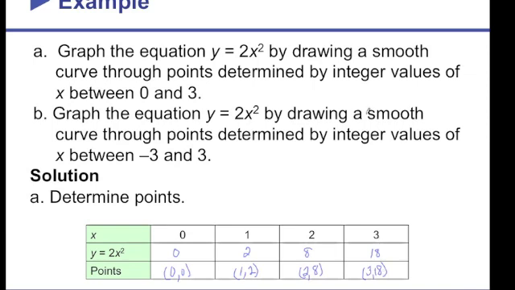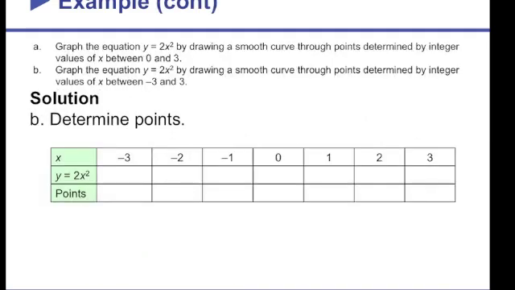So now we have the points for the first graph. And now let's determine the points for the second graph. If x is -3, -3 squared is 9 times 2 is 18. So we'll have the point -3, 18. -2 squared is 4 times 2 is 8. So we'll have the point -2, 8. -1 squared is 1 times 2 is 2, so we'll have the point -1, 2.